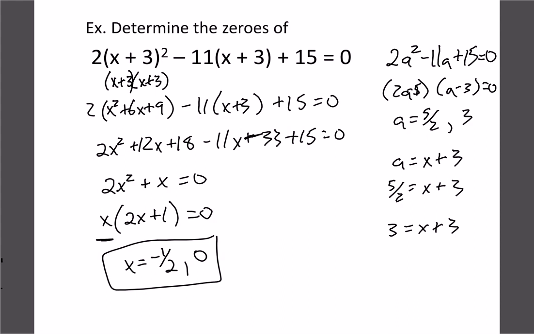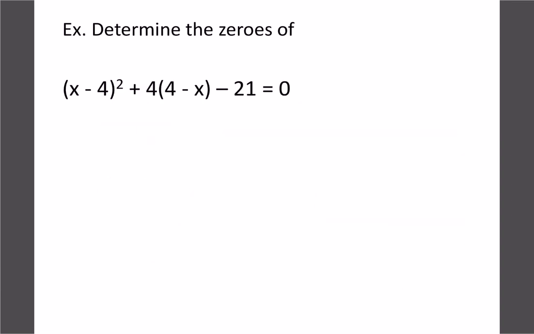plus 3. So if we bring the 3 over, we get 0. So there's our 0. And if we bring the 3 over on the other one, 5 halves minus 3, 3 would be 6 halves. So 5 halves minus 6 halves would be negative 1 half. So that matches our two answers doing it the other way. So it's totally up to you. FOIL it out and simplify and then just solve it normally. Or you could try a little shortcut by factoring and then just plug in your values afterwards.